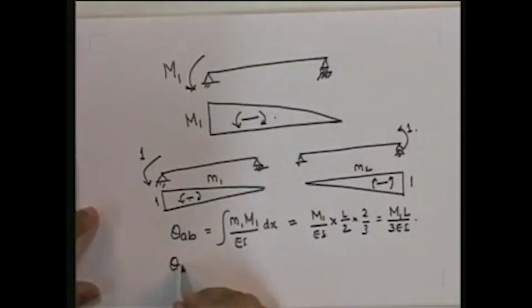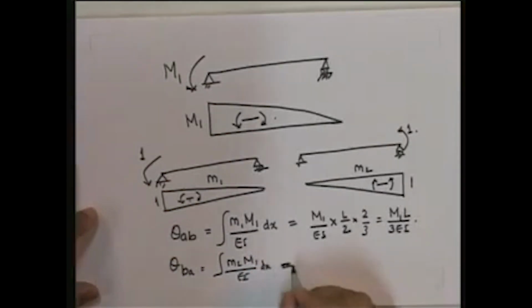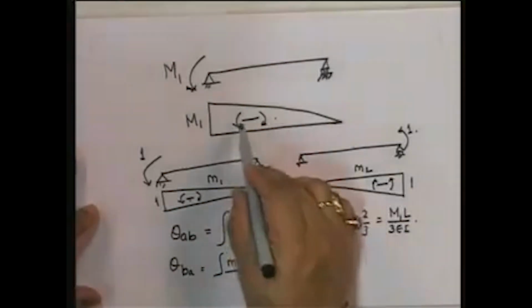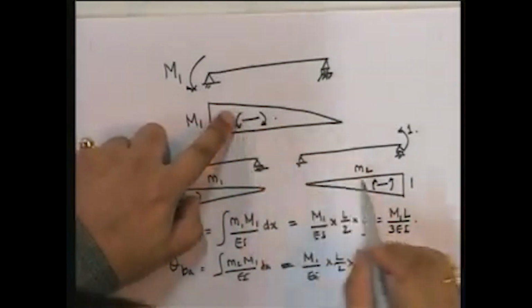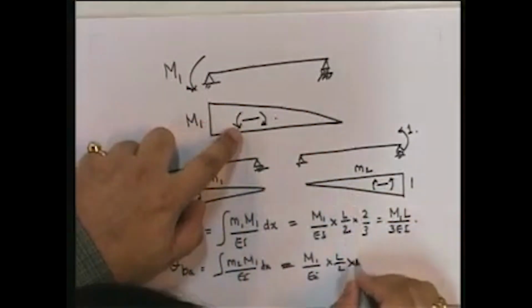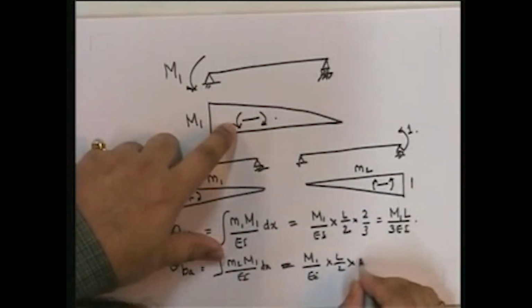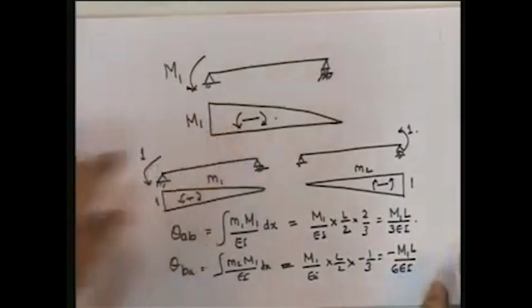And similarly, theta BA is equal to the integral of M M1 upon EI dx. That is equal to M1 upon EI into L by 2. That's again the area under this curve. And multiplied by the value at the centroid, what is the value here? Since the centroid is 2/3 or 1/3 from this distance, it's going to be equal to 1/3. And note that it is opposite sign, because if this is hogging, this is sagging. So this is going to be minus 1 upon 3. So this is going to be equal to M1L upon 6 EI.